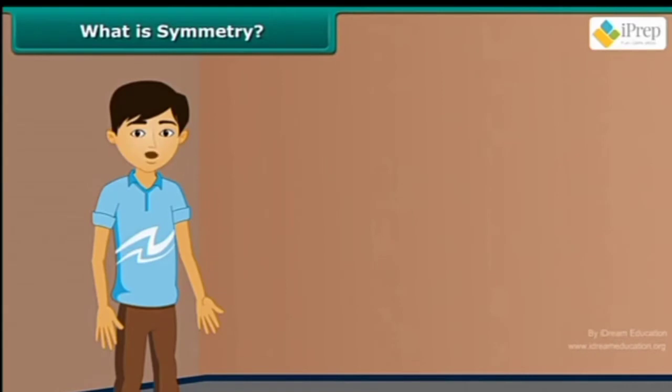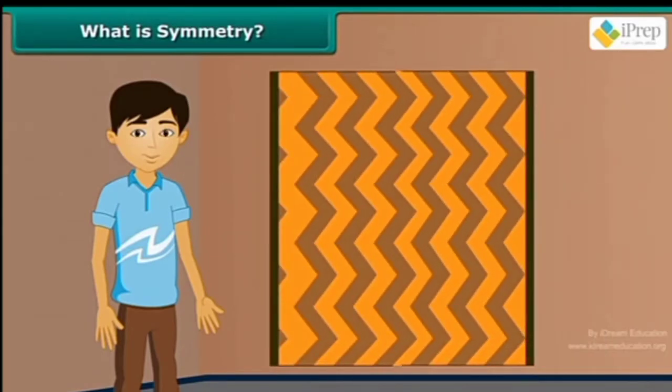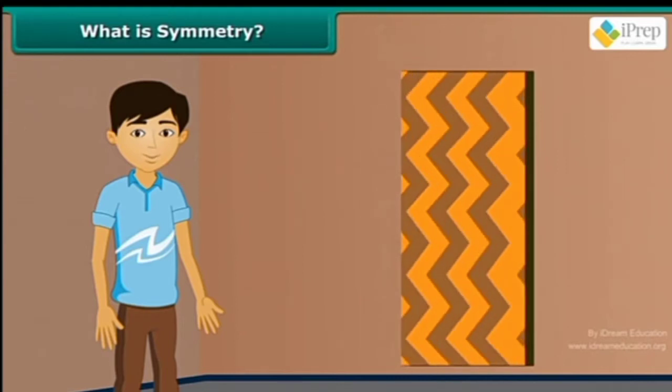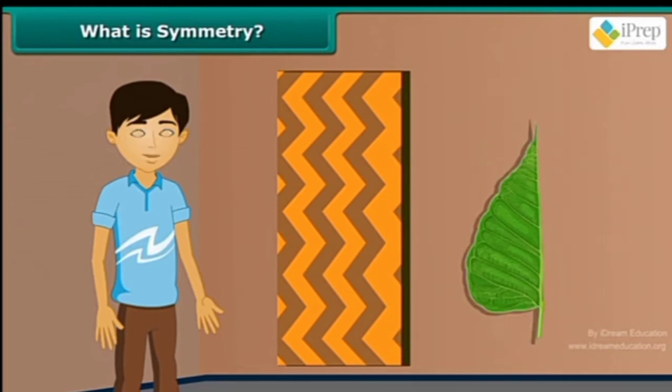Look at the rug. When you fold it, the left and right halves match each other. Thus, the rug is said to be symmetrical. Look at this leaf. On folding the leaf, its two halves match each other, thus it is symmetrical.